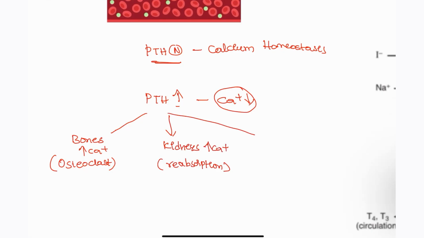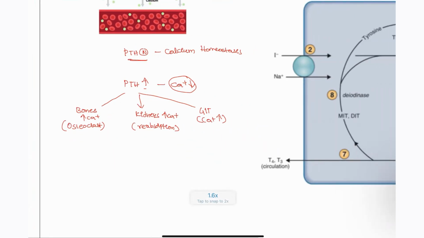Then moving on to the GIT system. Again, there will be a calcium intake from us, and calcium will be reabsorbed. All these mechanisms are going to increase the calcium in our body. So this is how calcium metabolism will be maintained.